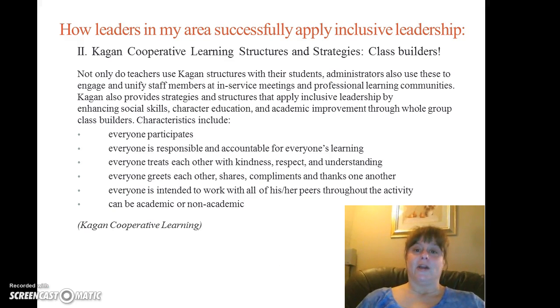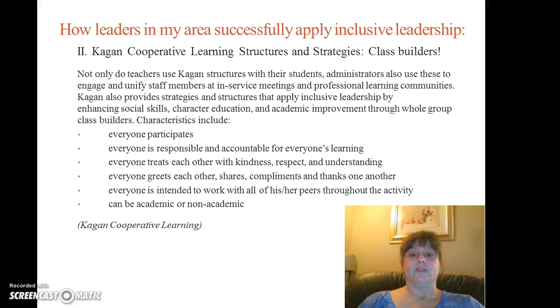How leaders in my area also successfully apply inclusive leadership through Kagan cooperative structures is through class builders. Not only do Kagan structures work with the students, but again, administrators also use these to engage and unify staff members at in-service meetings and other professional learning communities. These strategies and structures, in my opinion, imply inclusive leadership by enhancing social skills, character education, and academic improvement through whole group class builders.